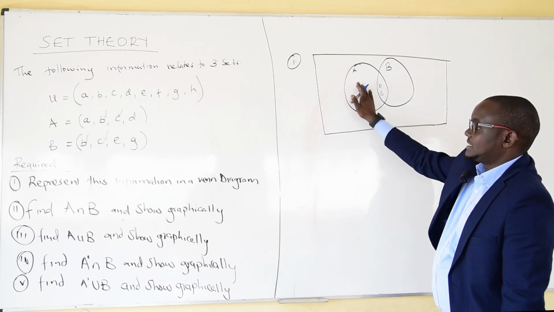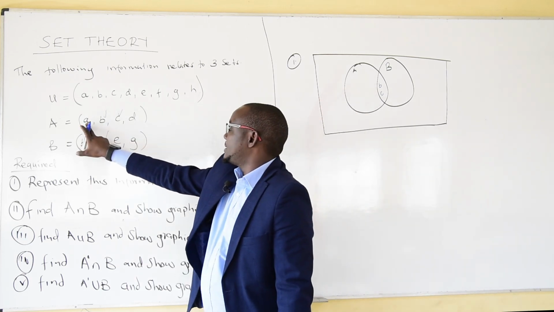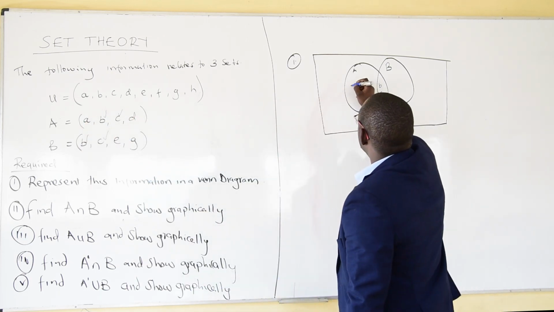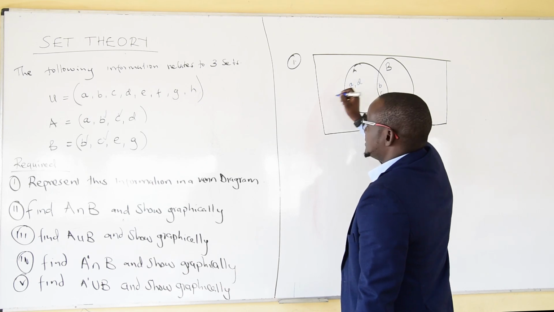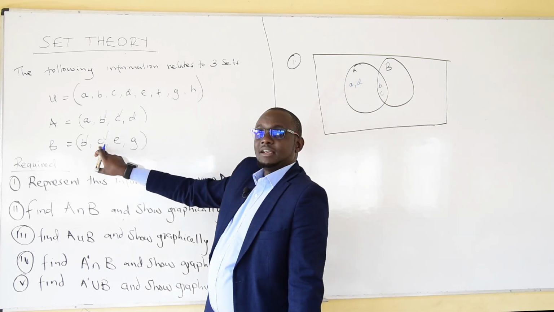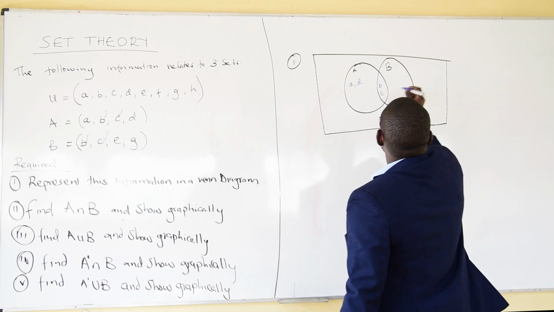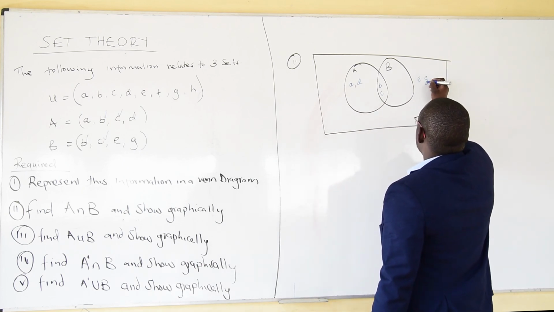Then now I fill the other sets. The other set is set A, it has A and D. I write A and D. For set B, what has been left out is E and G. So I write here E, G.